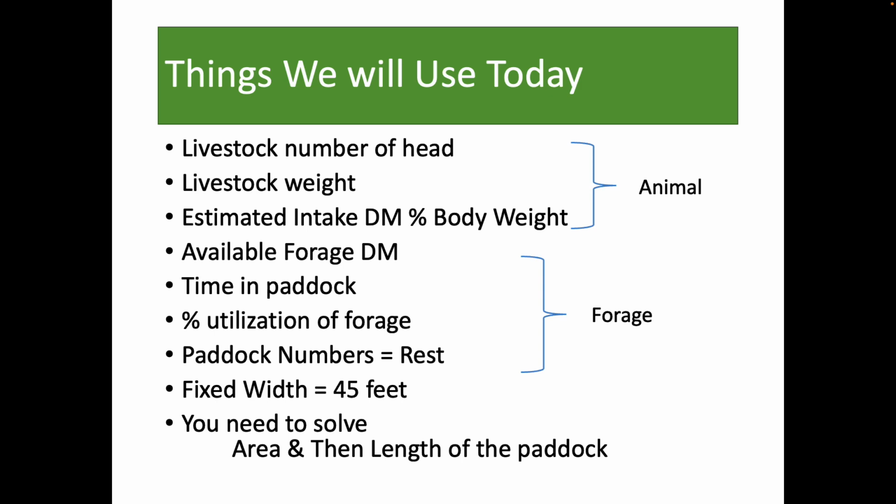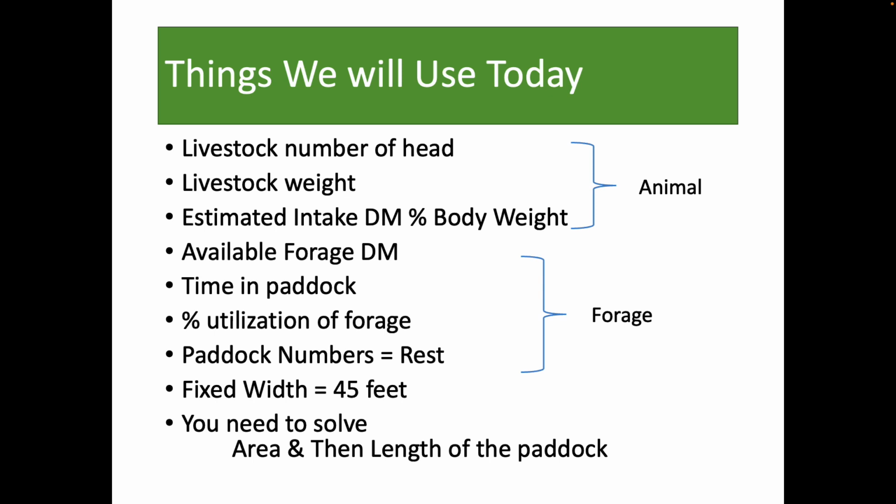All right. Things that we are going to use in our little example. We're going to have the number of livestock, number of head. We're going to have a weight and about how much they're going to eat as a percentage of their body weight. So those are the animal factors that we need to consider. From a forage standpoint, we need to have an idea of the available forage, how long we want them in each paddock, right? So that can change.